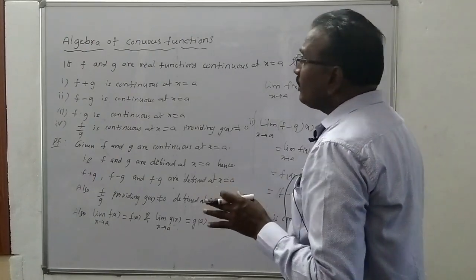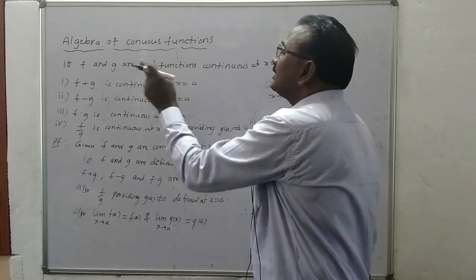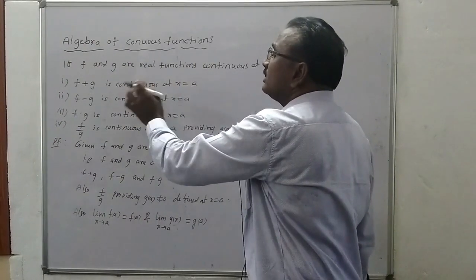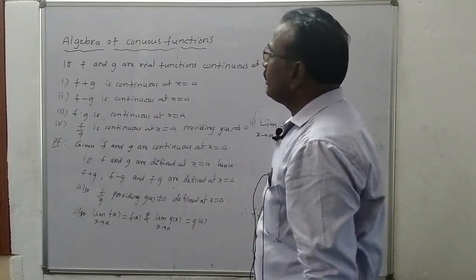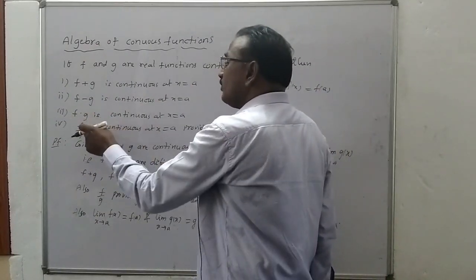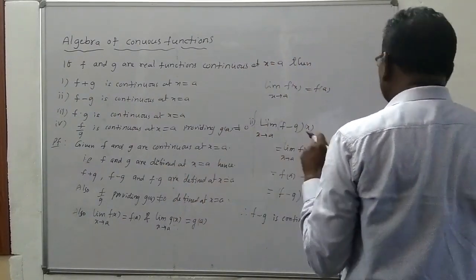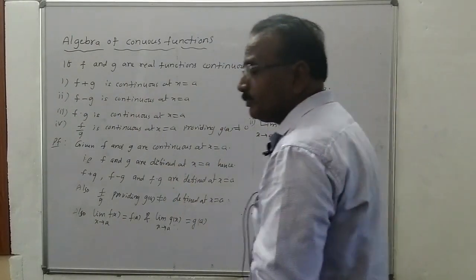So by algebra of continuous functions, we conclude that f and g are continuous functions. Sum of two continuous functions is continuous. Difference of two continuous functions is continuous. Product of two continuous functions is continuous. Division of two continuous functions is also continuous, providing denominator is not equal to 0 at that point.